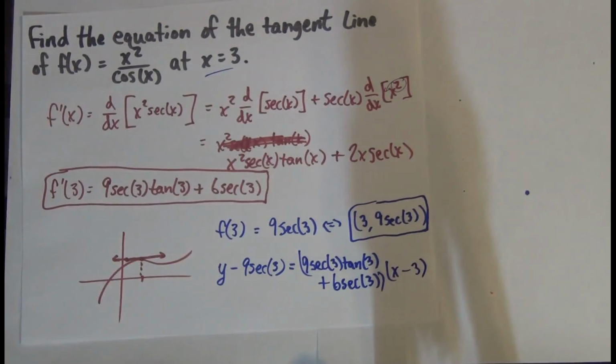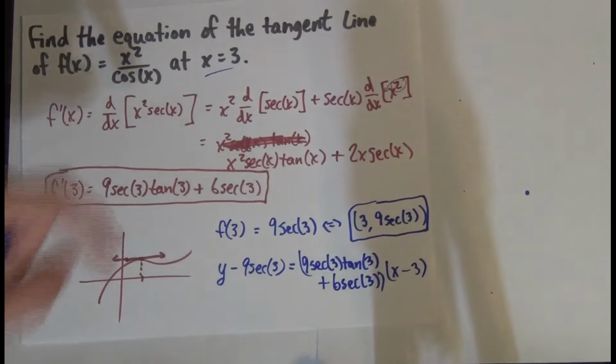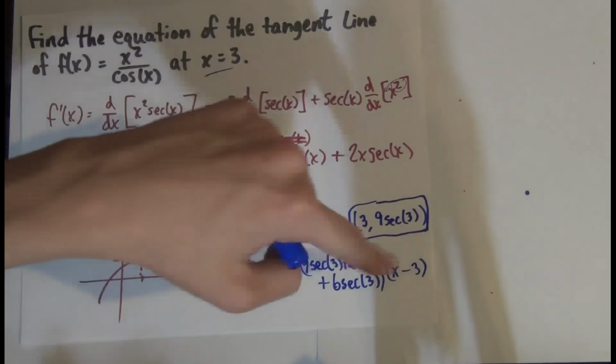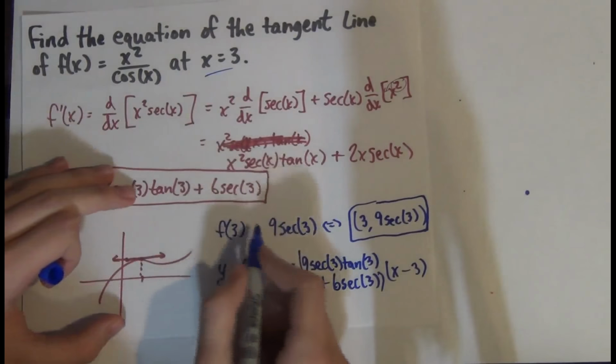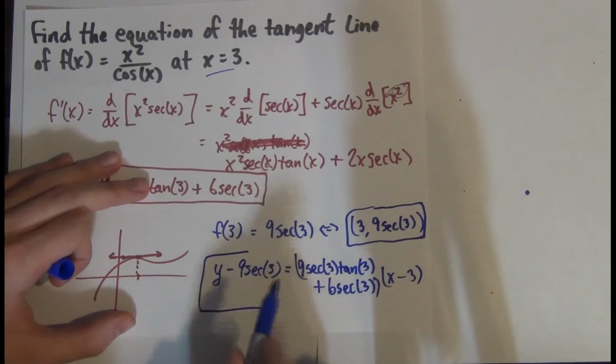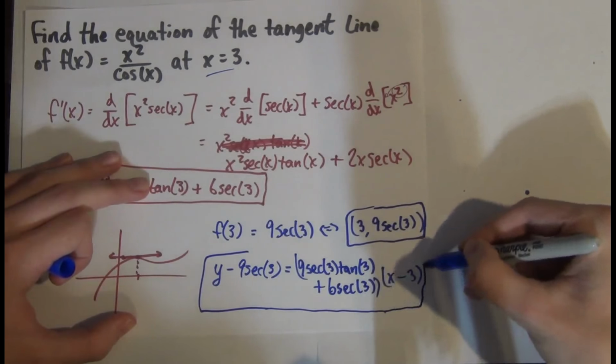Right? I'm not going to bother simplifying this. Please don't simplify this. Don't distribute that and add 9 secant of 3. A lot of teachers are completely fine with you leaving it in point-slope form for this very reason. If it's homework, then simplifying this is unnecessary. Okay, so that would be my equation of the tangent line at the point x equals 3.